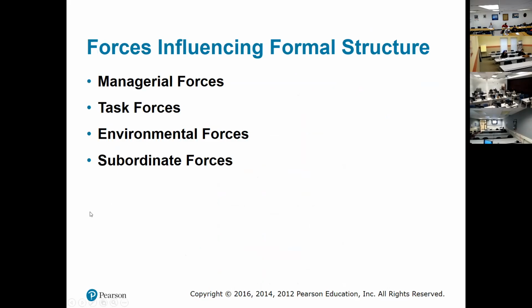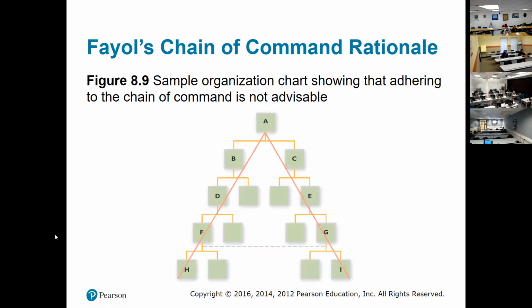So different things can influence what organizational structure a company has. It could be managerial forces or a particular task that they are trying to accomplish. It could be something going on in the environment, or it could be the employees pushing up a particular type of formal structure, subordinate forces.